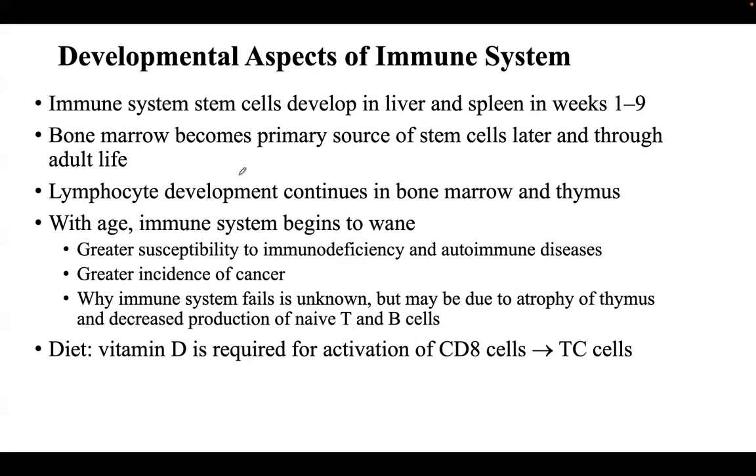But with age, our immune system wanes. So there is more susceptibility towards immunodeficiency or autoimmune disease, or greater risk of cancer when we're aging, because the production of T and B cells reduces. Sometimes our thymus is also atrophied, meaning it reduces in size. So we have fewer T cells then. Vitamin D is a very important metabolite that we need for activation of CD8 cells. So vitamin D can actually help our immune system.